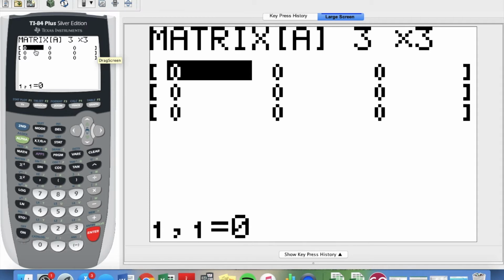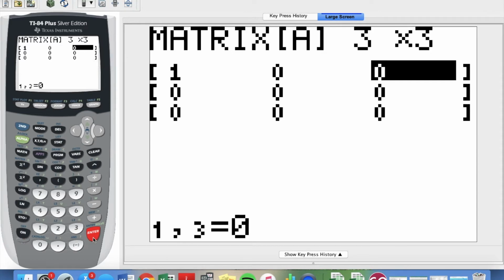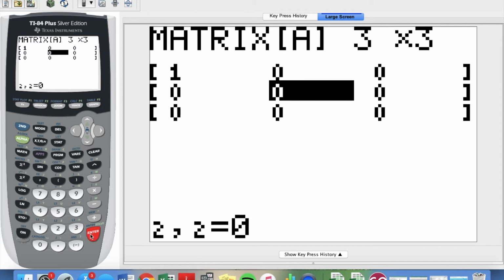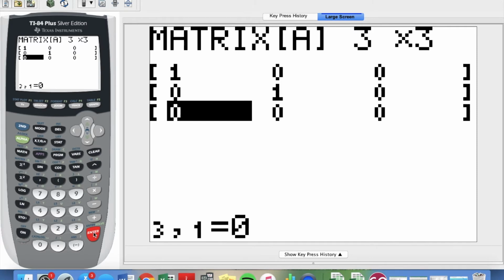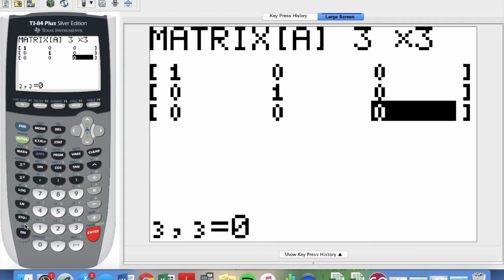That one's first row was 1, 0, 0, so I'm hitting 1 and then the enter key to move to the next element. Then the next row is 0, 1, 0, so enter, and then 1, enter, and enter. And then the third row was 0, 0, 1, so enter, enter, so I need to change that.